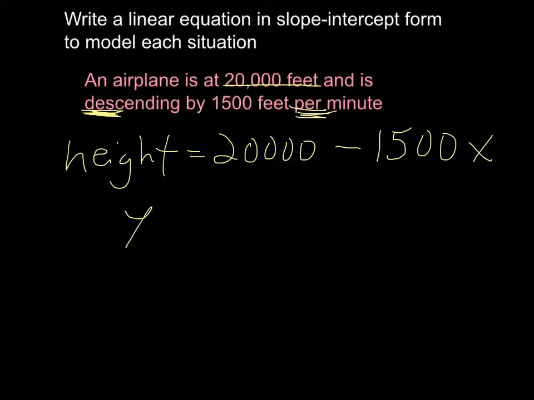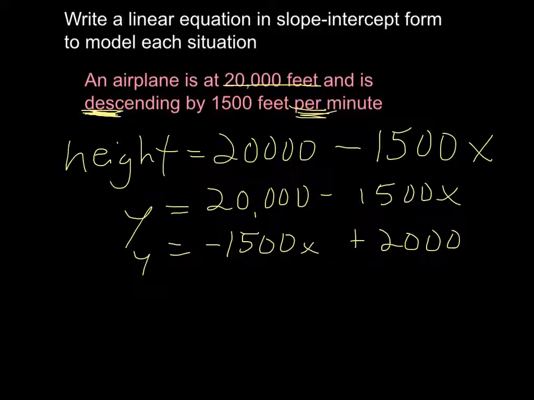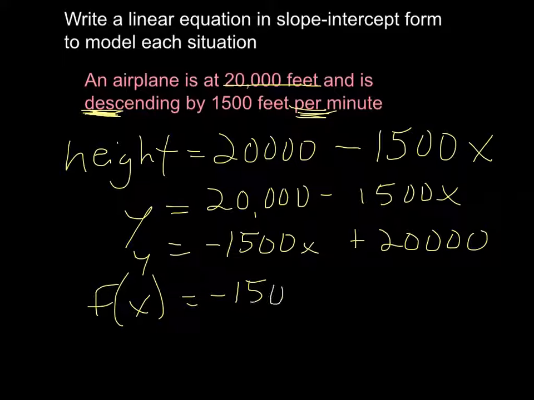So we can write this as y equals 20,000 minus 1,500x. We can write it as y equals minus 1,500x plus 20,000. Those are the same things. Or we can write it as function notation. Any of these is a linear equation that models that sentence.